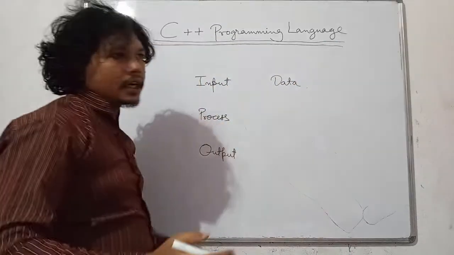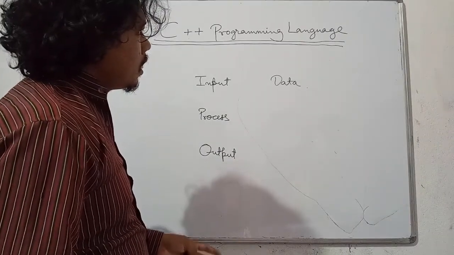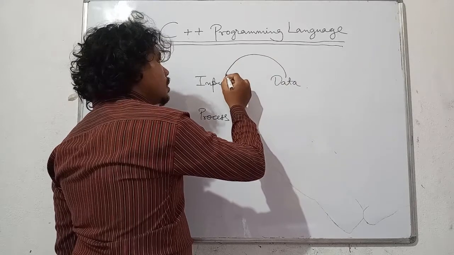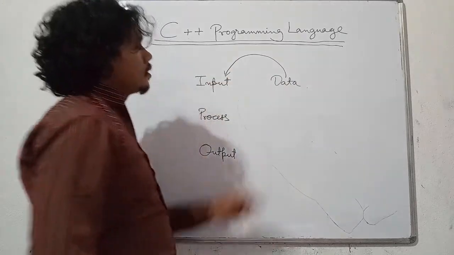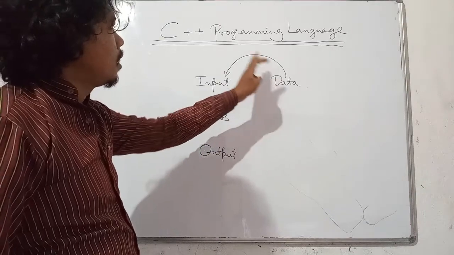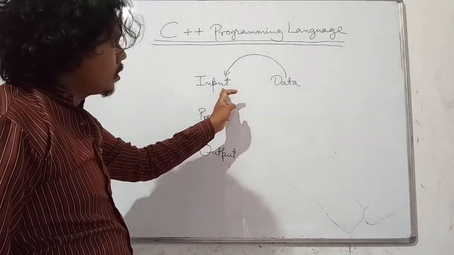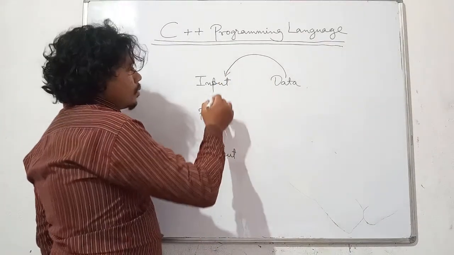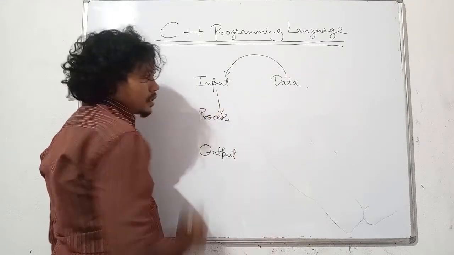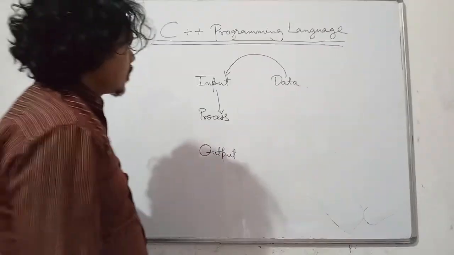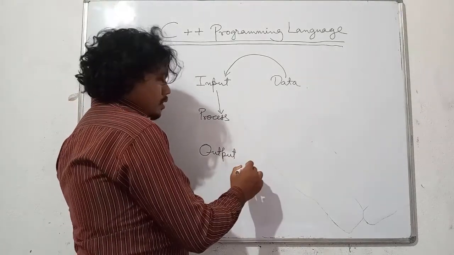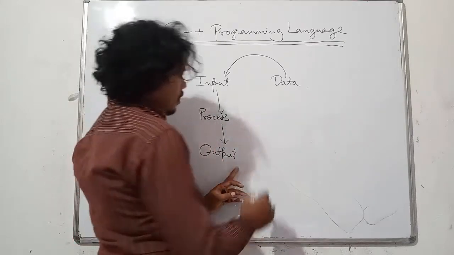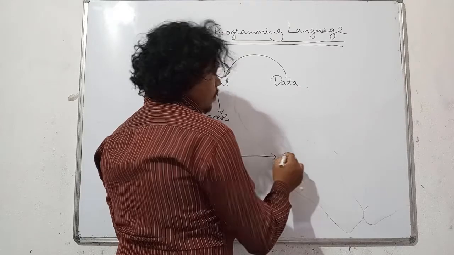I have collected data, and this data I will put as input. After input, processing takes place. After processing, output is given. So this output is actually information.